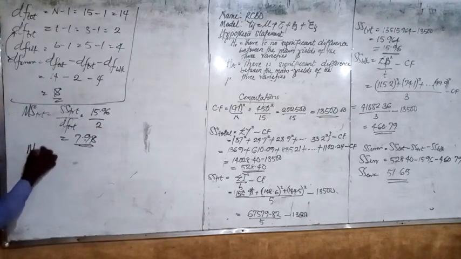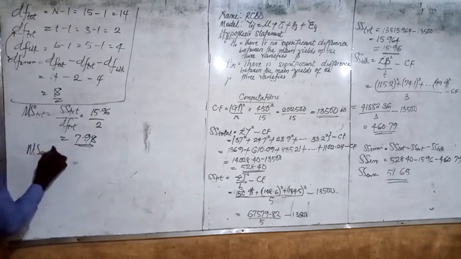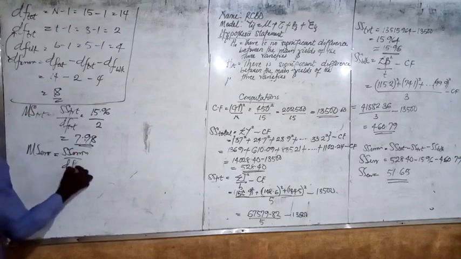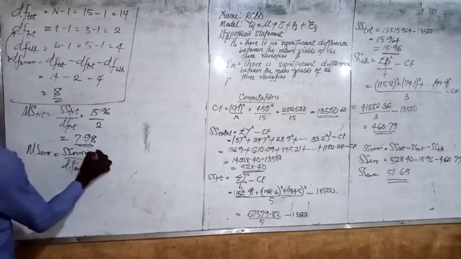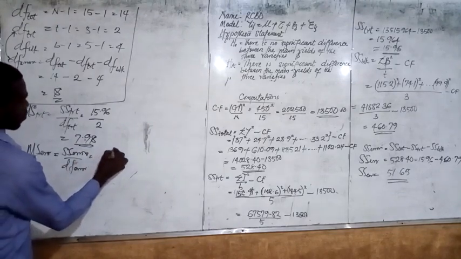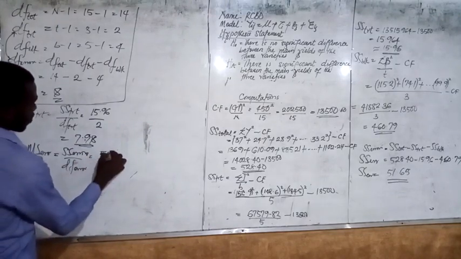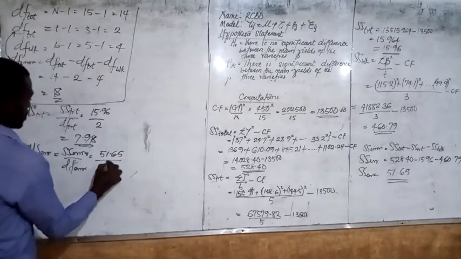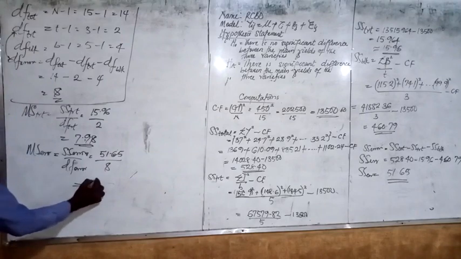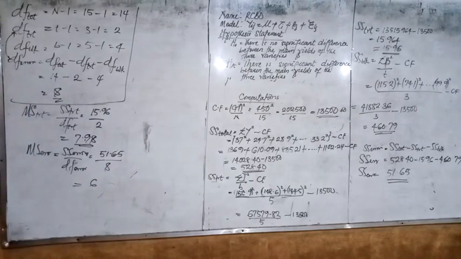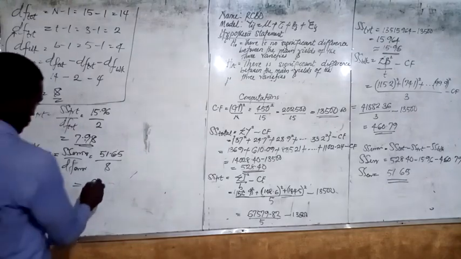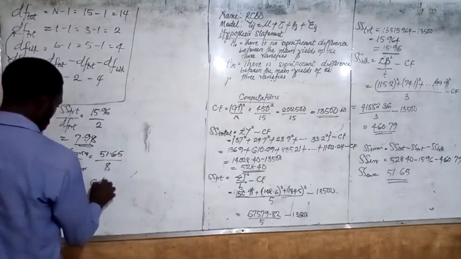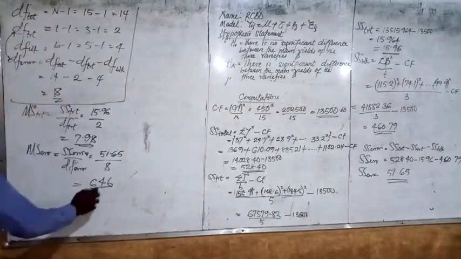Then our MS error. MS error is going to be SS error over DF error. Our SS error is 51.65 over DF error, which is 8. So this is basically going to be 6.46. That is our MS error.